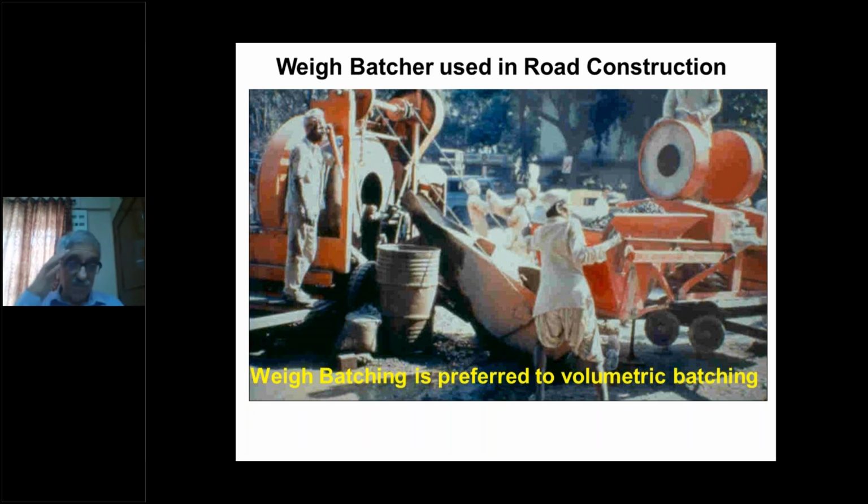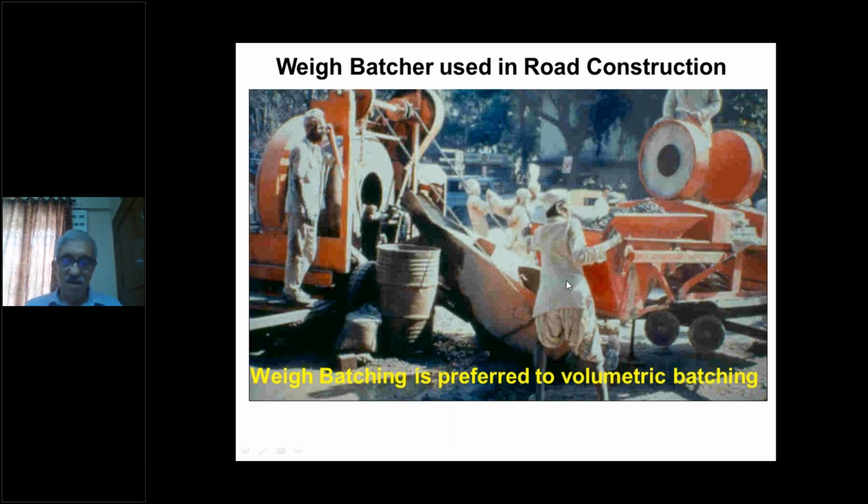We go further. Weigh batching in our country was always a problem. The weigh batchers repeatedly were not handled properly and therefore would get damaged or would become inefficient and therefore had to be calibrated time and again. And this was a very big problem when we started batching the aggregates.